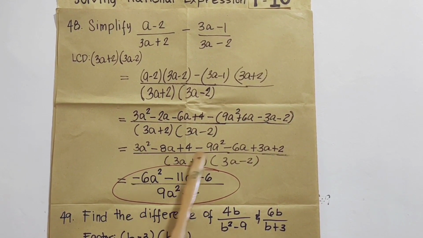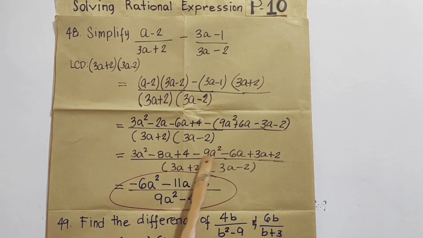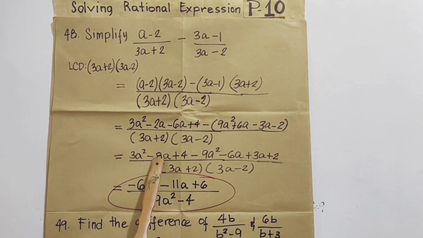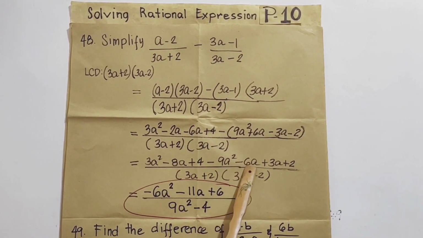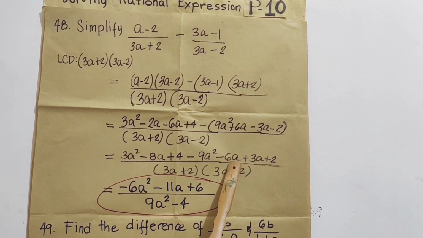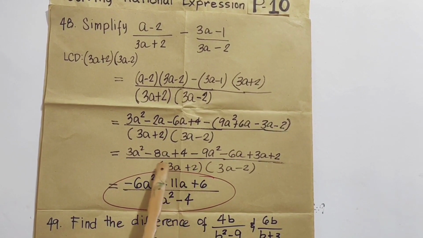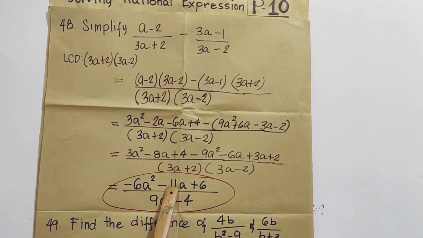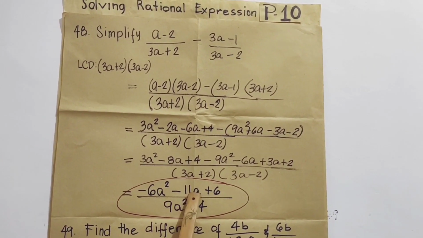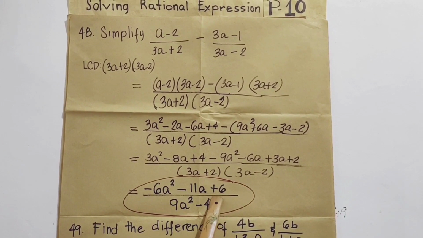Then combine like terms again. So 3a squared, and we have negative 9a squared. Unlike signs, so we're going to subtract. 3 minus 9 equals negative 6a squared. And negative 8a, then we have negative 6a here. If we combine, we have negative 14a. Then we have positive 3a, so we have to subtract, that's why we have negative 11a. Then positive 4 plus positive 2 equals positive 6.